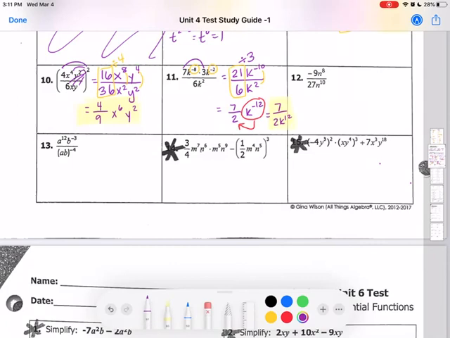On number 12, there's nothing I can really do on top or bottom, so I'm just going to go ahead and simplify first, finding a common factor with my coefficients. They're both divisible by 9, and then I'll subtract my exponents. So negative 9 divided by 9 is negative 1, and 27 divided by 9 is 3. Then I do n to the 8 minus 10, which gives me n to the negative 2.